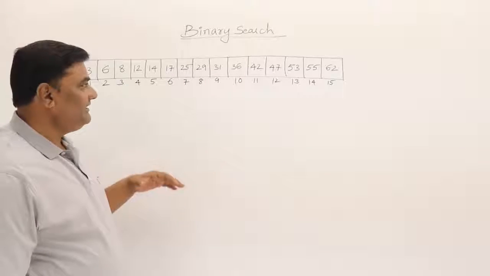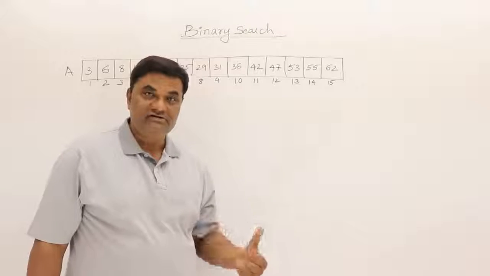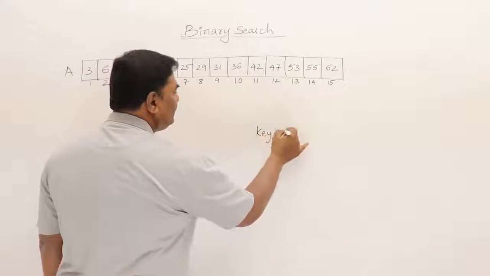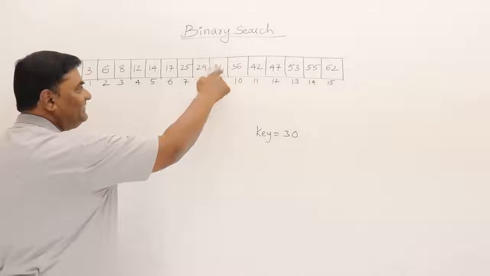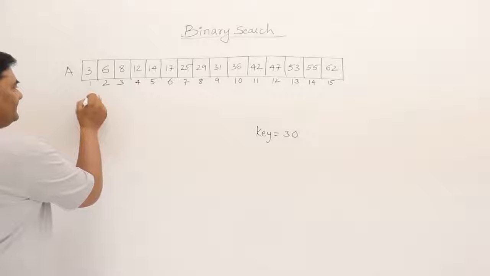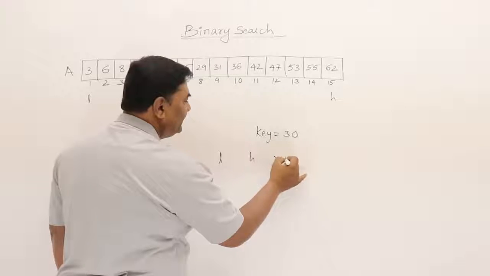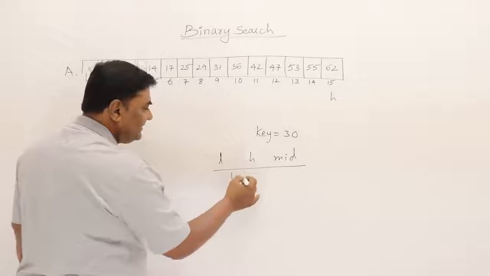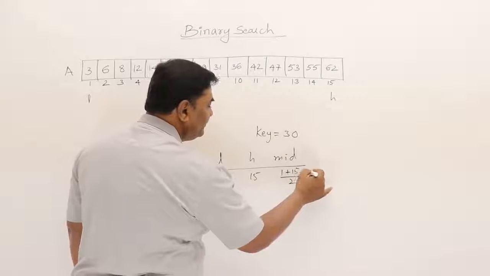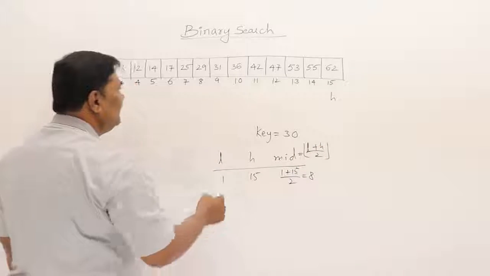Now let us search for an element which is not present in the list, and let us see what binary search does. I am taking a key element 30. It's not present here. After 29 we have 31. So 30 is not present here. So let us trace this one. This is low, it is 1, and this is high, that is 15. Low, high and mid. So low is 1, high is 15, and mid is (1 plus 15) by 2, that is 8.